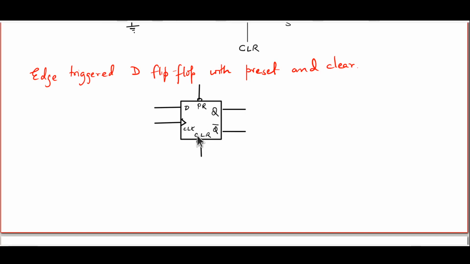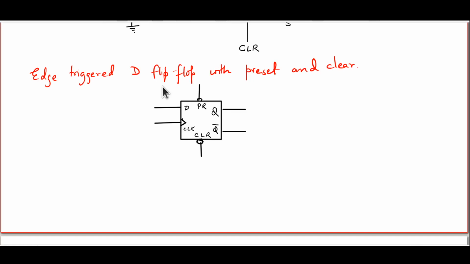And the preset and clear have also been labeled. These are the two inputs which override everything else. The bubbles in front of these inputs indicate that they are active low. That is, PR and CLR are kept high normally. When you send them to low, then they actually act on the circuit. When they are high, they don't have any effect on the circuit. So this essentially is what the basic circuit diagram symbol for this edge-triggered D flip-flop with preset and clear looks like.